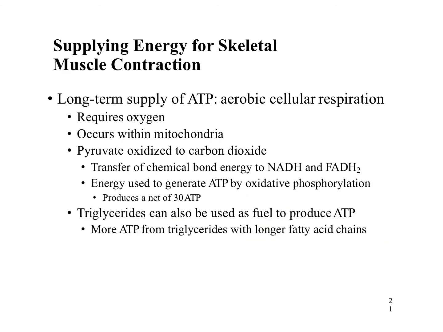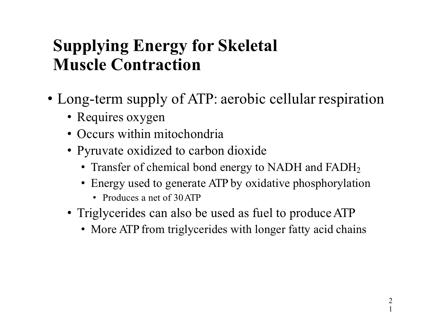Okay, so our long-term supply comes from oxygen, right? Pyruvate is oxidized to carbon dioxide. We've gone over this, and we use NADH and FADH2, and we produce all of our ATP.